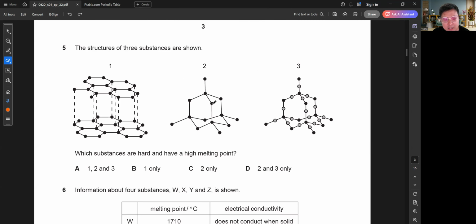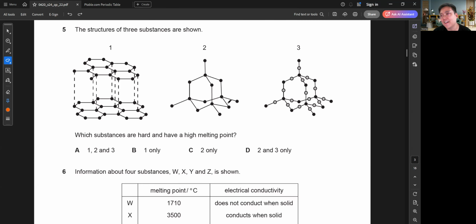Okay, let's move a little bit faster. Oh, and exam students also, do remember that you only have 45 minutes. So on average, one question should take 1 minute. Okay, number 5. Which substance is hard and has a high melting point?